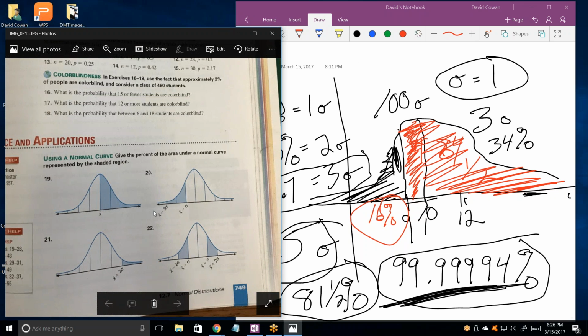And then 19 would be 50%, because it's everything to the right of the mean. Right. Okay. What's 20? So this would be, does it say standard deviation? No. See where my cursor's pointed? I do, yeah. Okay. What is this area right there?